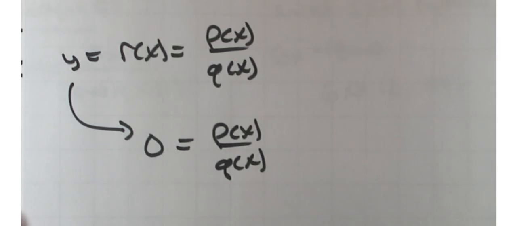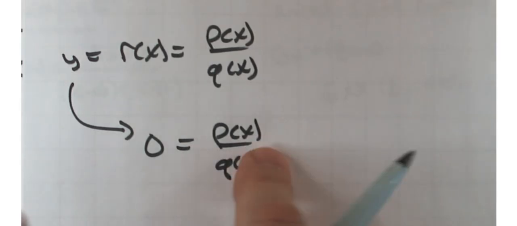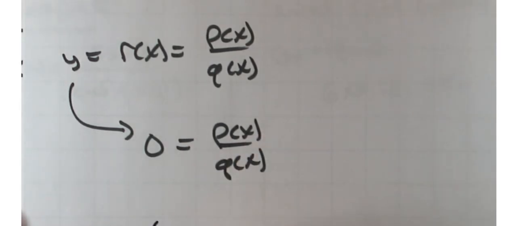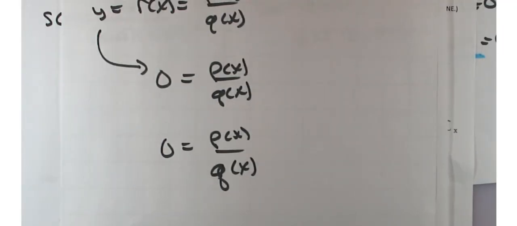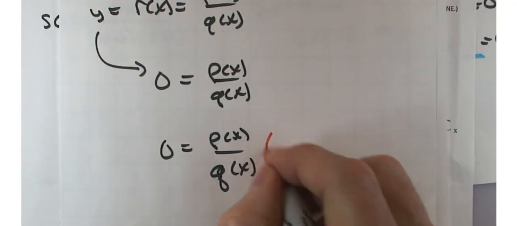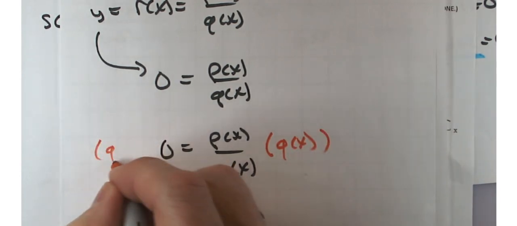Okay. But now I'm looking at this and going, you know what? I've got a fraction. I don't really like fractions. So what I've told you throughout your math career is if you got a fraction in an equation, get rid of it. You can multiply both sides by the lowest common denominator. In this case, it's q of x.